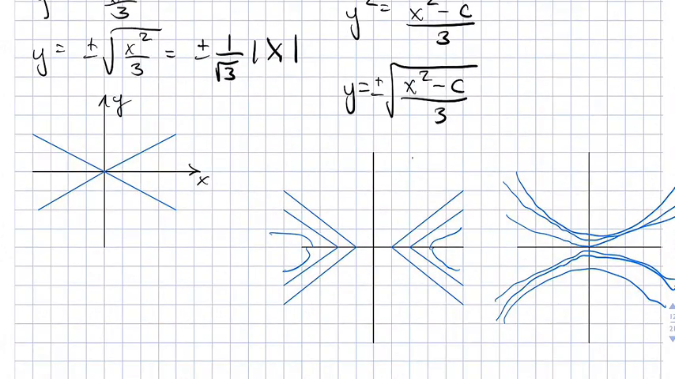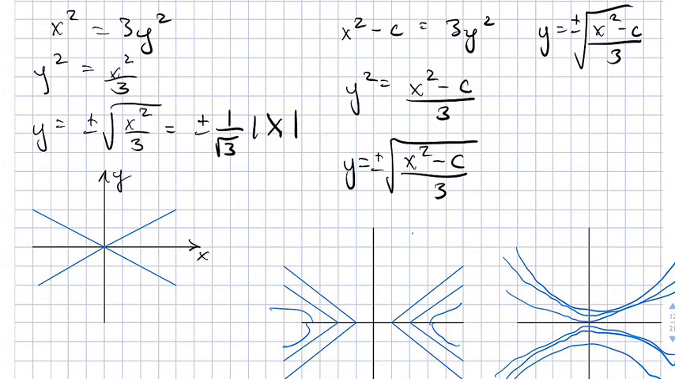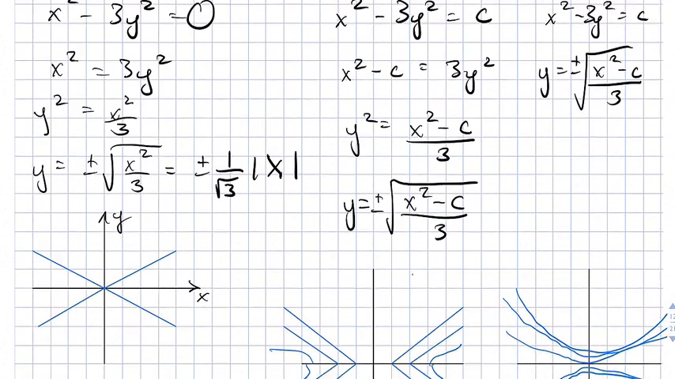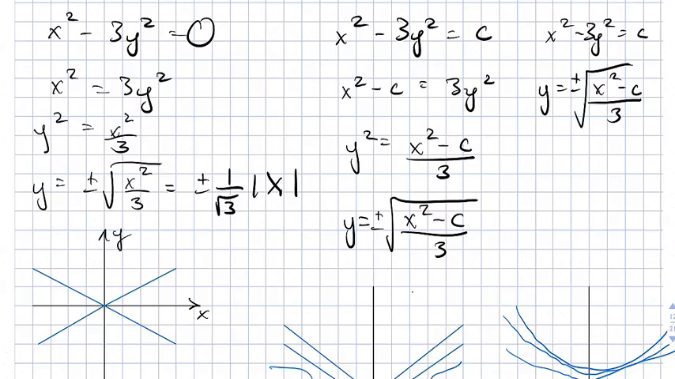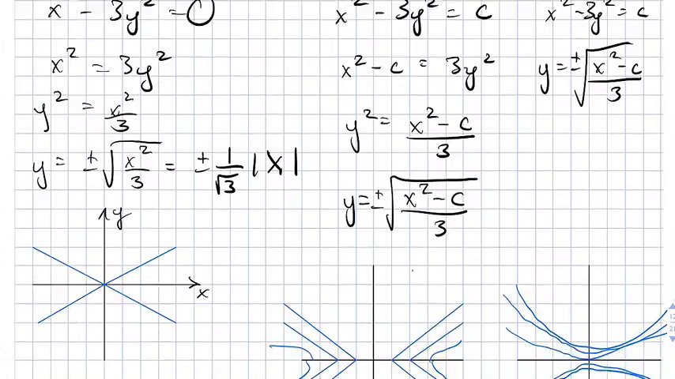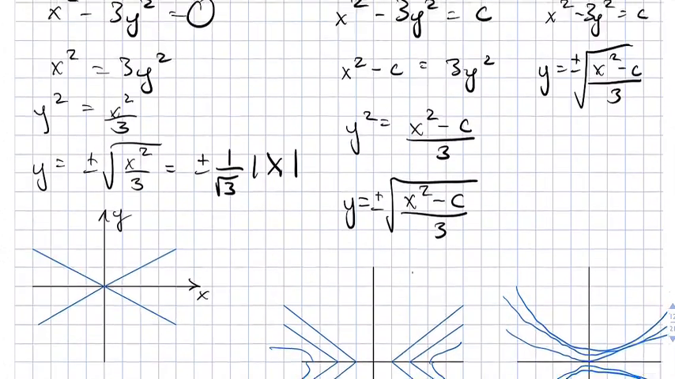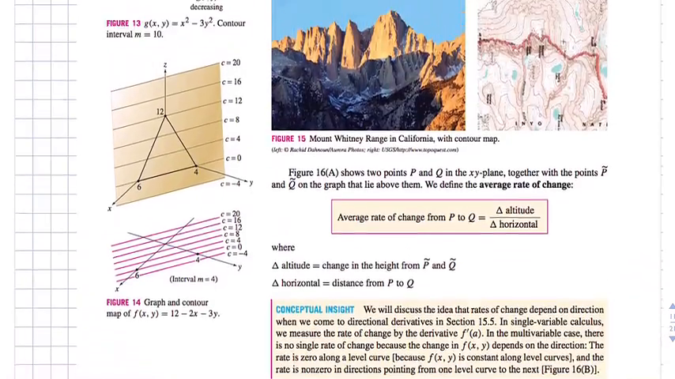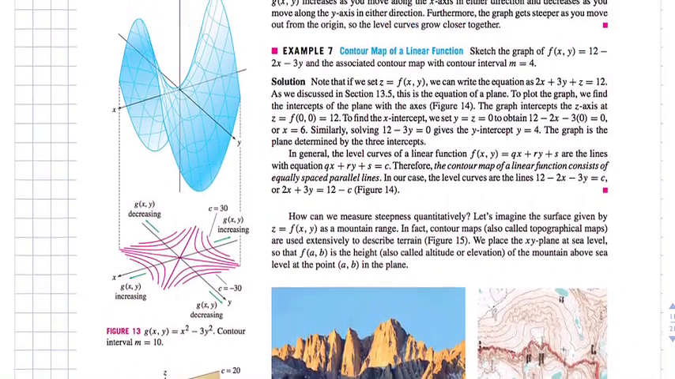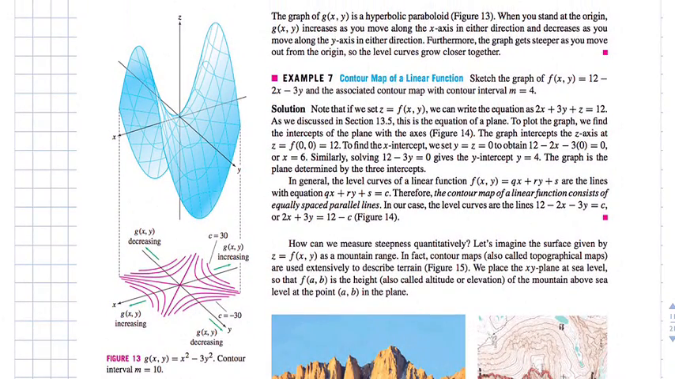Okay, so we can put these three horizontal traces together to get our contour map. We can just overlay them on top of each other, and we will get something as you see here.